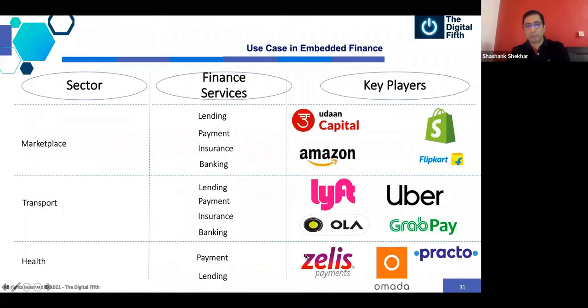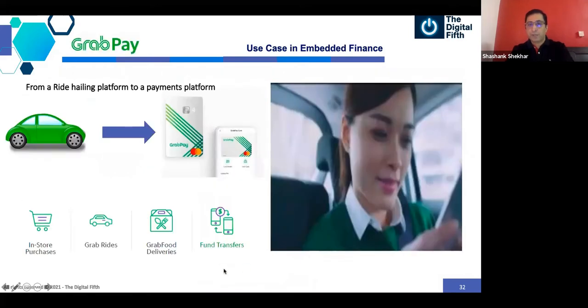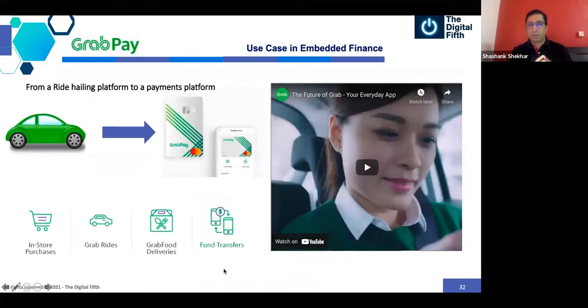This is another snapshot, a summary of all that we have spoken about. This is about Grab. Grab, as we know, started as a ride-hailing platform, and they embedded lots of other services, and then on top of it, financial services.